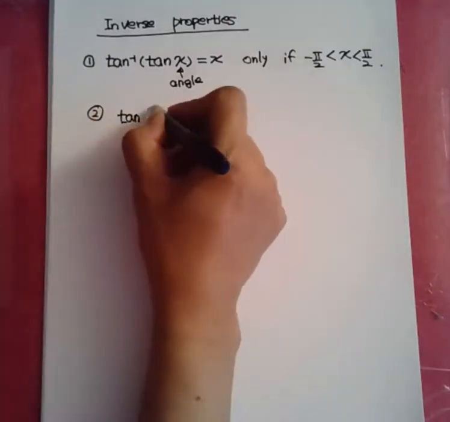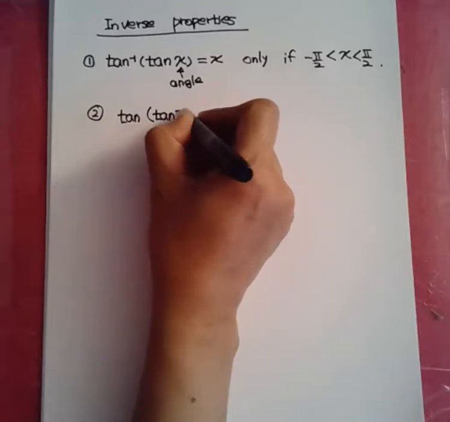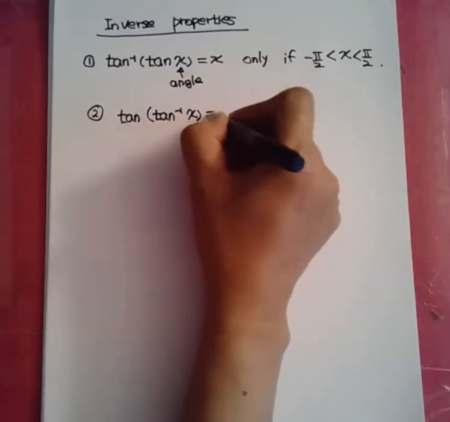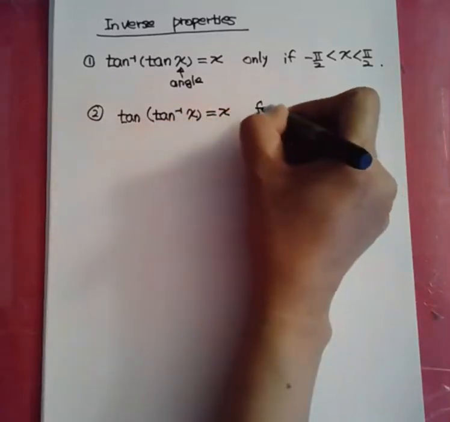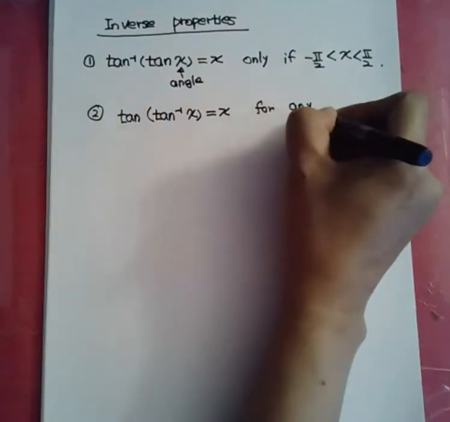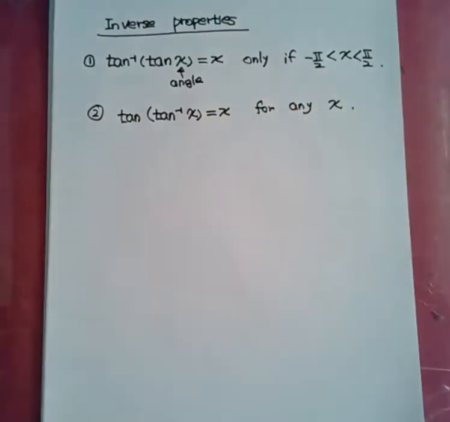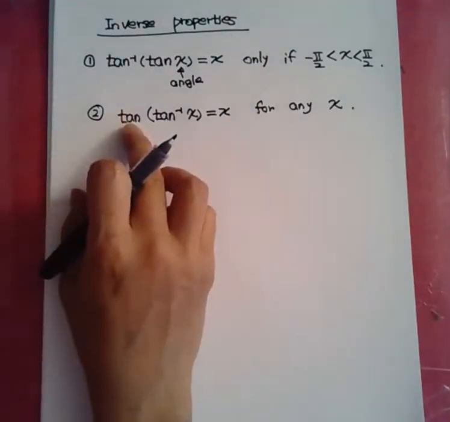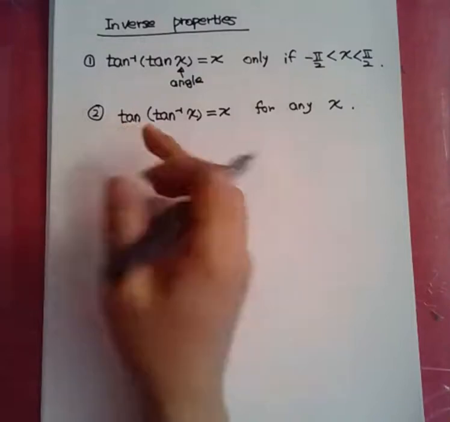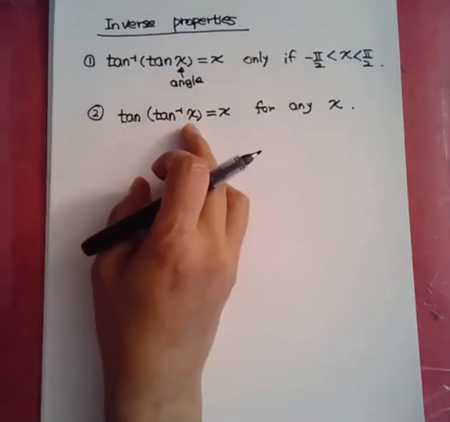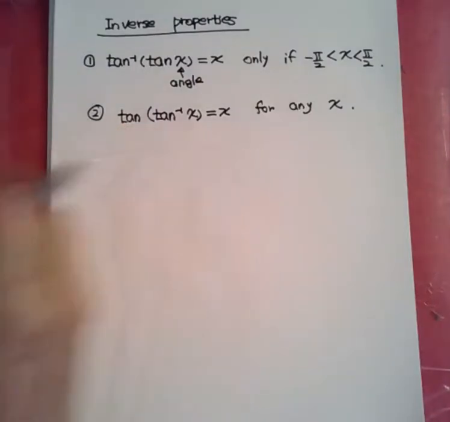Tangent inverse of tangent of x equals x for any x. This time, the range of tangent is from minus infinity to infinity. So this can be any real number.